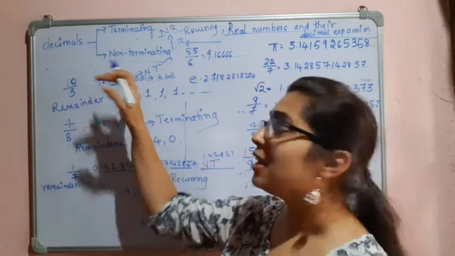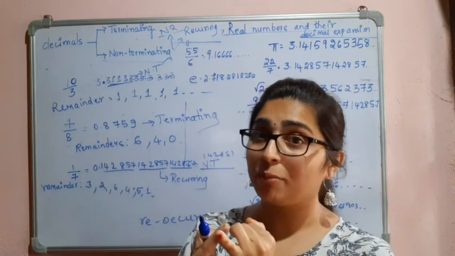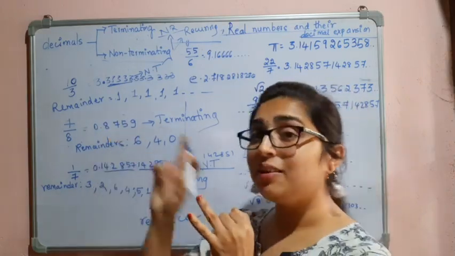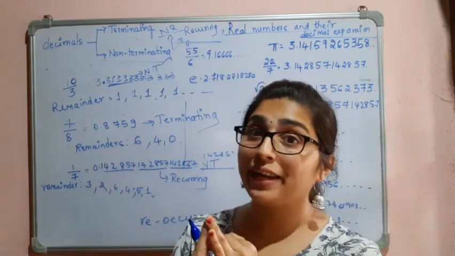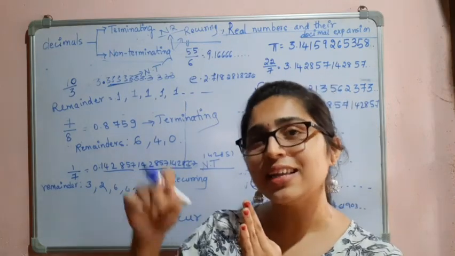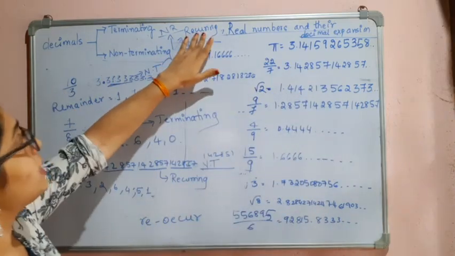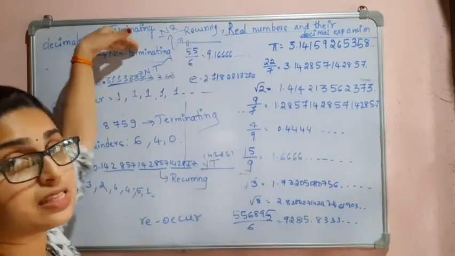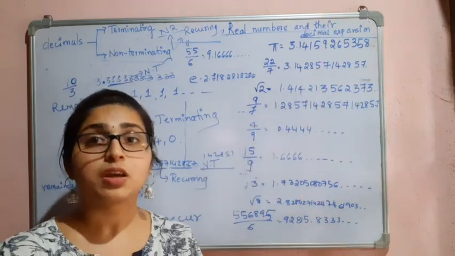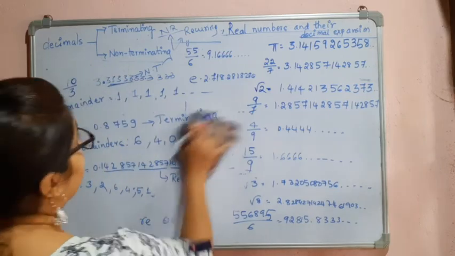One is non-terminating, but recurring decimals. Non-terminating, recurring decimals. And here it is a terminating decimal. And here non-terminating, again recurring decimals. These belong to rational numbers. Okay, so we will take an example.